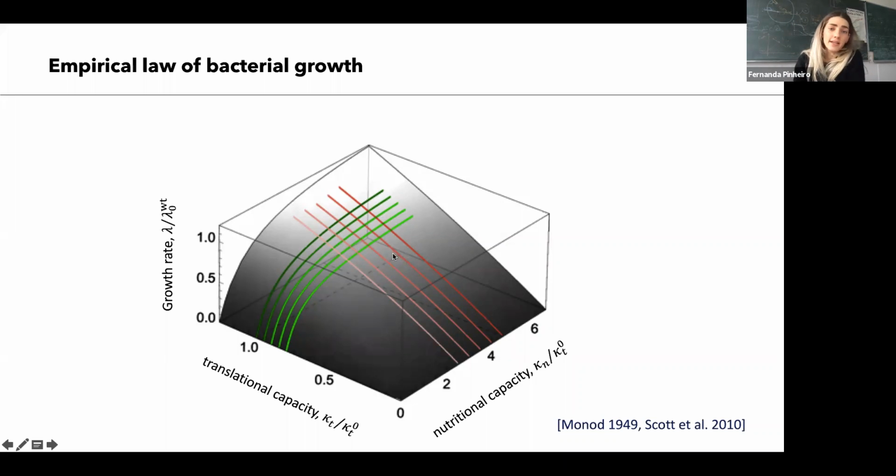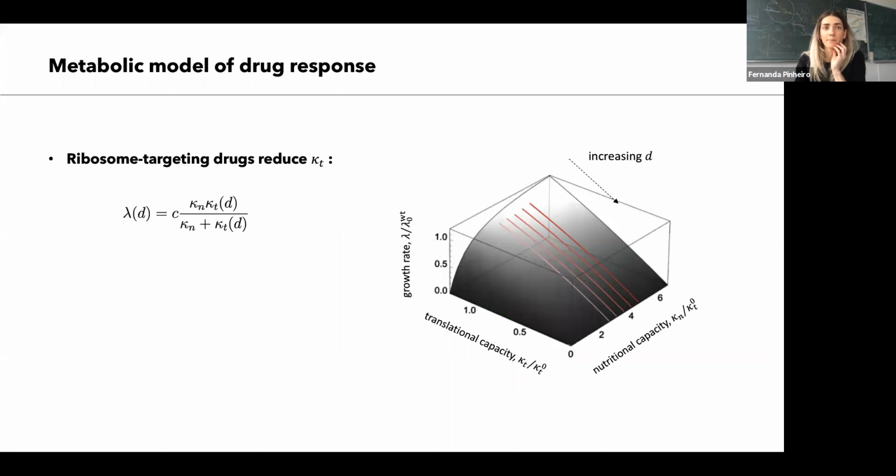So the whole idea is that we are going to perturb growth with a ribosome targeting drug. What ribosome targeting drugs do is that they capture the ribosome, and when they do that, they reduce the translational capacity. So this happens in a drug-dependent manner. As we increase the concentration of a drug, we expect that growth will move down, so we decrease the growth.